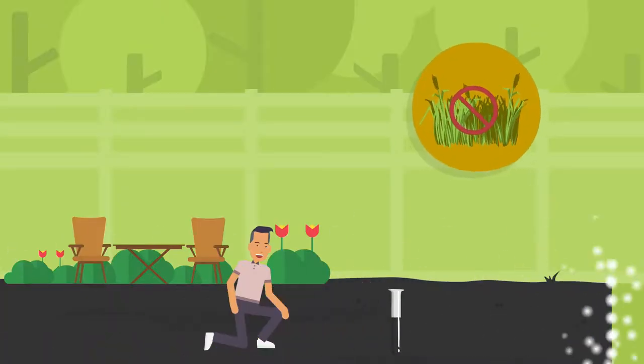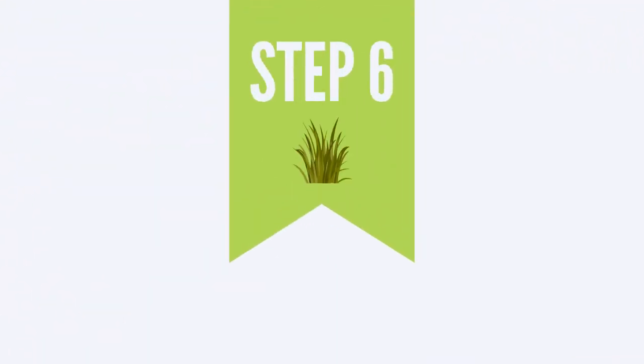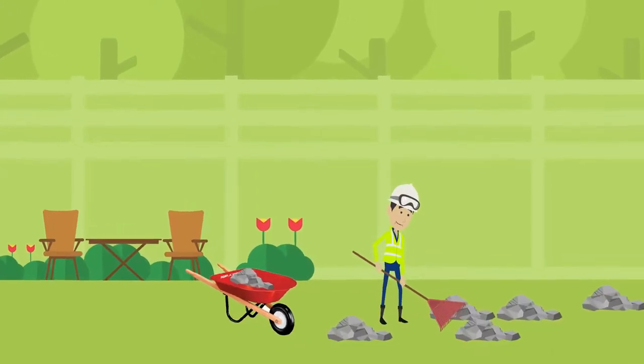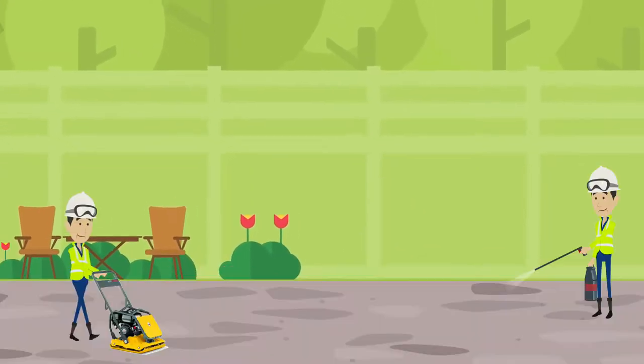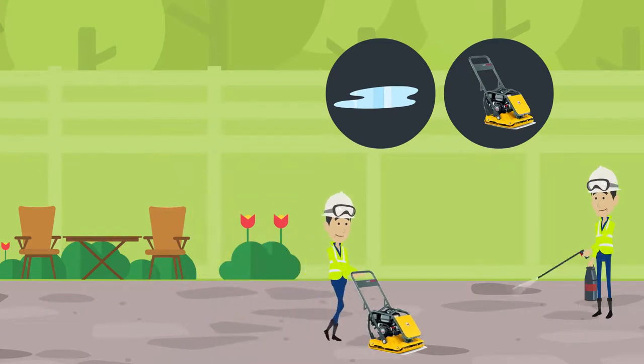Step 5. The crew will roll out weed fabric to help prevent the growth of weeds. Step 6. The crew will use wheelbarrows to bring the base material to the site, and they will spread it evenly with a rake. Next, they will add some water and use a plate compactor.